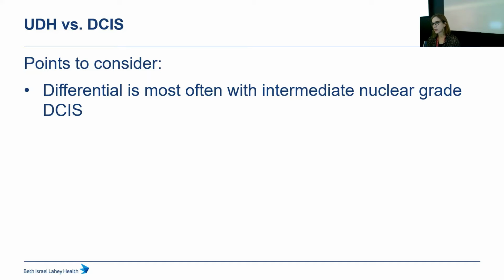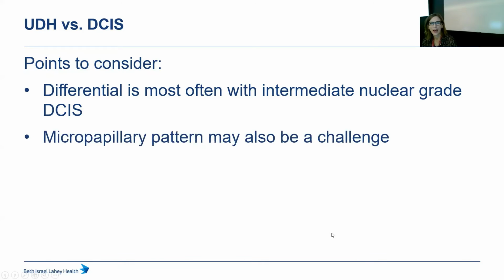Really, UDH is not confused, or should not be confused, with atypical ductal hyperplasia or low grade DCIS, because that's composed of very round, regular monomorphic nuclei that don't look anything like UDH. It's really intermediate nuclear grade DCIS. And I think that's quite difficult myself. And so you can use immunostains in that situation. Micropapillary patterns can also sometimes be a bit of a challenge, and I'll illustrate that shortly.